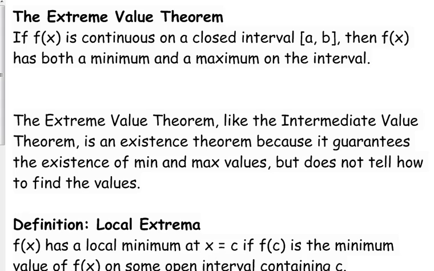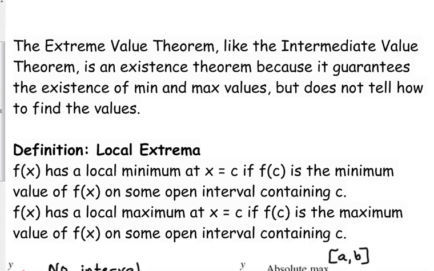Remember we talked about the intermediate value theorem, which guarantees the existence of a point on an interval. We call these existence theorems because they guarantee the existence of certain things, in this case a maximum or a minimum, but it doesn't tell you how to find it. You've got to use other mathematical processes to do that.